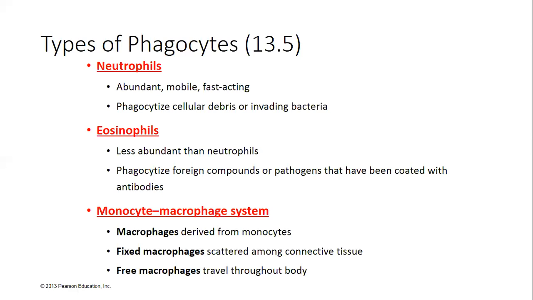And then the monocytes are another type of white blood cell. They are agranular, so there are no granules in their cytoplasm, but they can convert themselves into a macrophage, which can phagocytose cells. And there are two different types of macrophages: fixed, meaning they're stuck in some connective tissues, or free macrophages that can travel throughout the body.